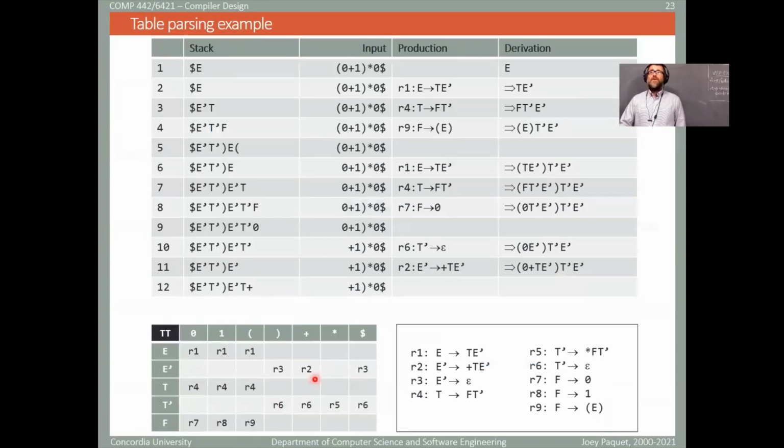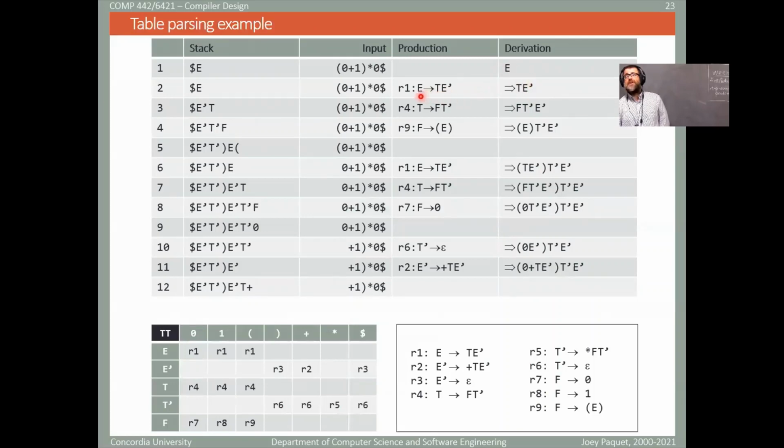So then let's go with the example. Here I have my stack for my parser, my table-driven top-down parser. This is the input stream of tokens that I have. This is the productions that I will eventually identify as a result of my parsing steps. And then every time I apply a production, there's going to be a derivation step.